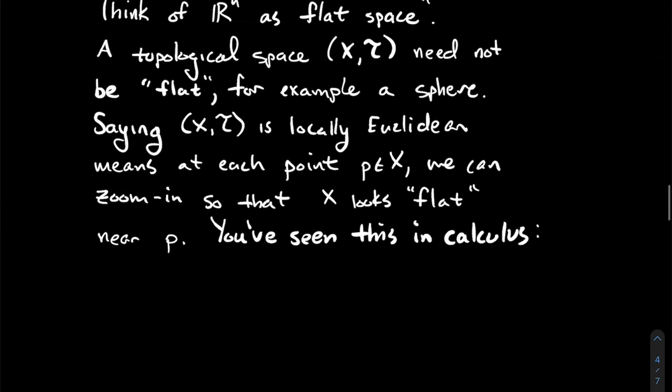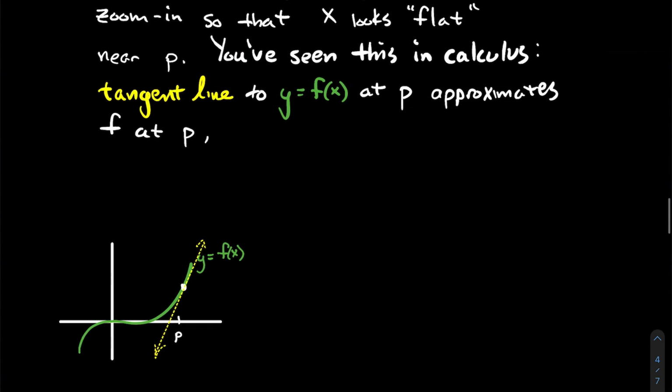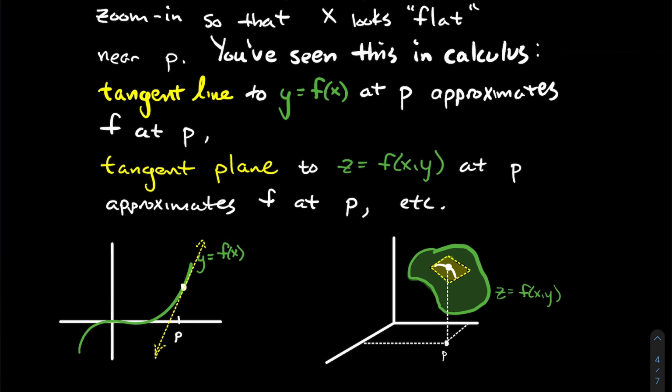And you've seen this idea before in calculus. You know that the tangent line to a curve y equals f(x) at P approximates f at P. And the idea there is if I zoom in, the yellow line looks an awful lot like the green line when you're near P. And you also saw it in Calc 3. The tangent plane to a surface z equals f(x, y) at P approximates f at P in much the same way. If you were to zoom in on that point on the surface, you can hardly distinguish between the surface that's green and the tangent plane that's yellow.